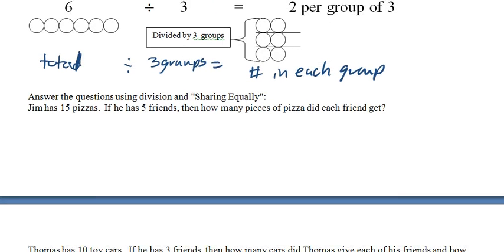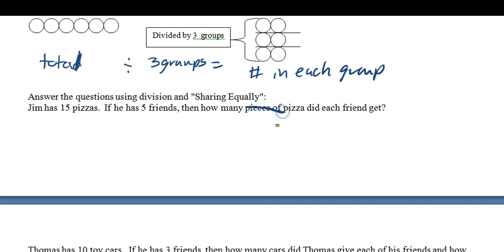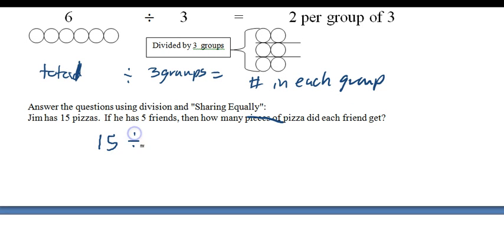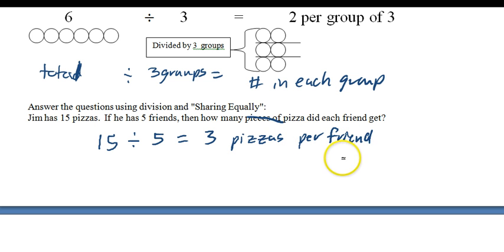So if you look at this one, a little bit similar problem as before, but a little bit changed. Jim has 15 pizzas. If he has 5 friends, then how many pieces of pizza will each friend get? And I just made a mistake. Jim has 15 pizzas. How many pizzas, not pieces, how many pizzas did each friend get? So we have a total of 15 pizzas, and then we're going to divide it into 5 groups, and so we would get 3 pizzas per friend. And that's our division.